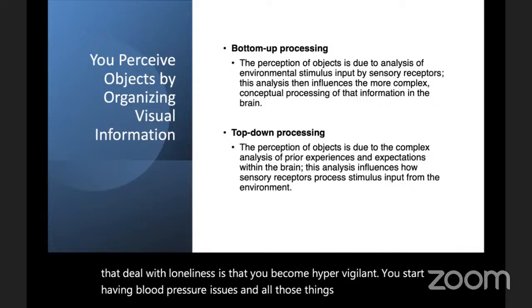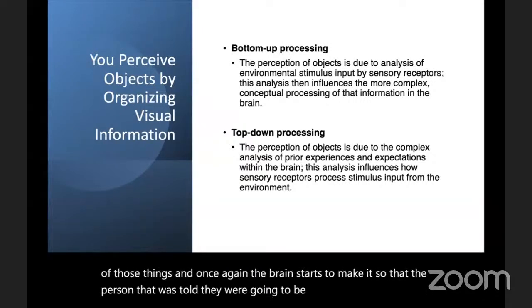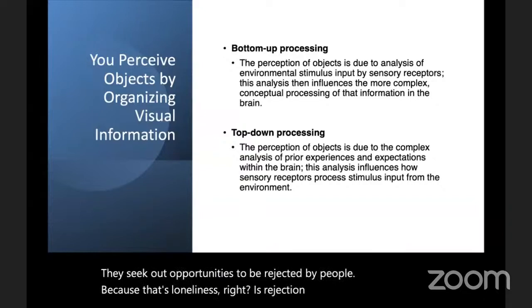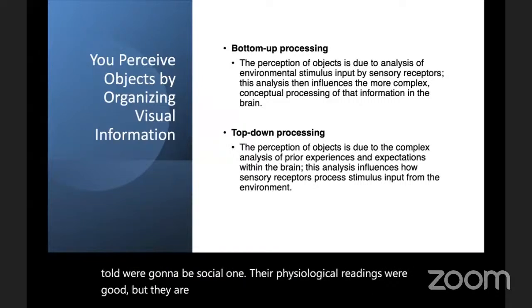So we measure all of those things. And once again, the brain starts to make it so that the person that was told they were going to be lonely, they seek out opportunities to be rejected by people. Because that's loneliness, right? Is rejection. The people who were told they were going to be social, one, their physiological readings were good, but they also then sought out more social opportunities than did the lonely group.